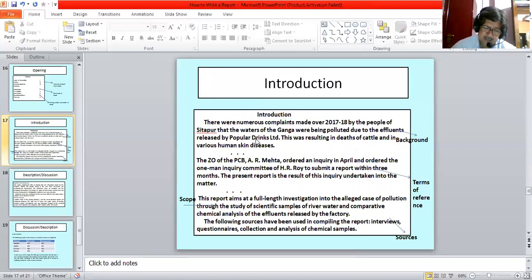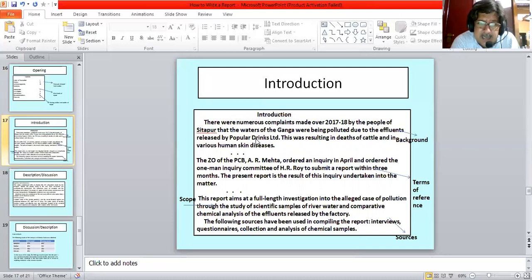Then the terms of reference. As I have already said, the terms of reference is basically the details of the inquiry or investigation which has been ordered, who is writing it, and so on. So the zonal officer of the Pollution Control Board, A.R. Mehta, ordered the inquiry, and he set up a one-man committee of this person, H.R. Roy, and directed him to submit the report within 3 months. And the present report has been written based on the inquiry or study undertaken by this investigative officer, H.R. Roy.